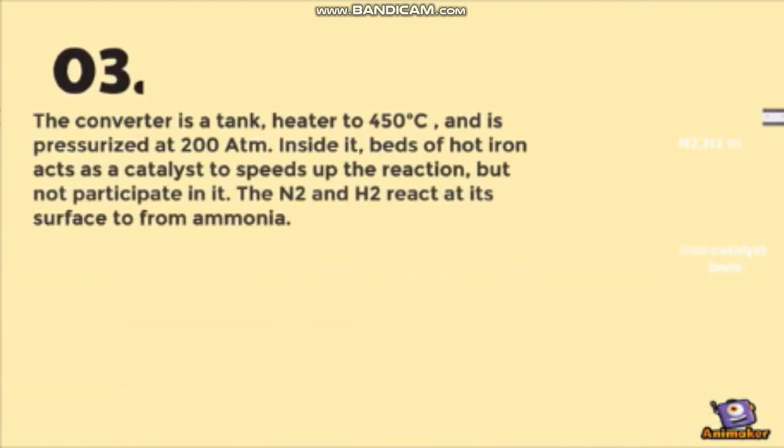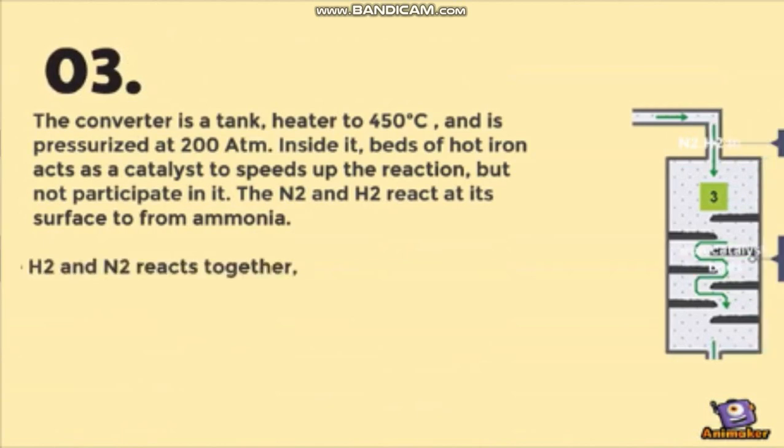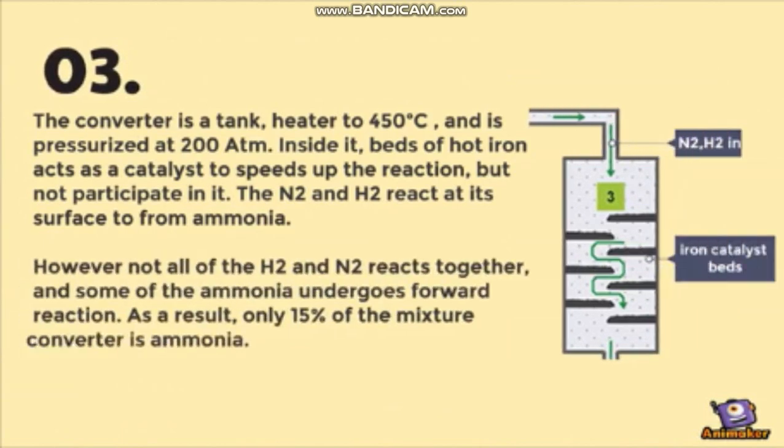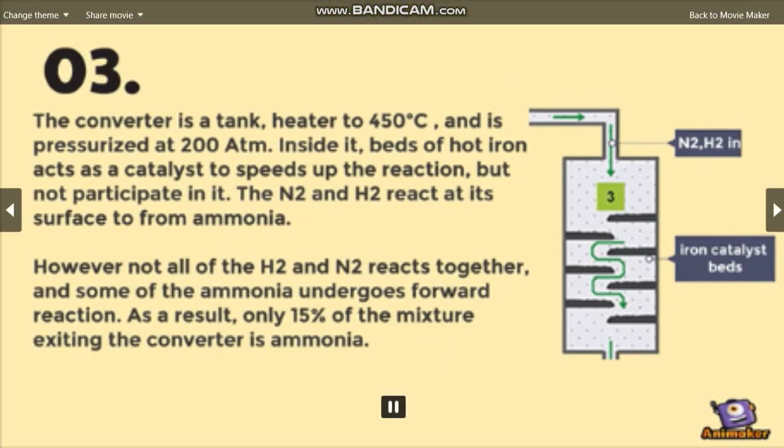This causes the hydrogen and nitrogen molecules to split up. Number 3, the converter is a tank heated to 450 degrees Celsius and is pressurized at 200 atm. Inside it, bits of hot iron act as a catalyst to speed up the reaction but not participate in it. The N2 and H2 react at its surface to form ammonia. However, not all the H2 and N2 react together, and some of the ammonia undergoes backward reaction. As a result, only 15% of the mixture exiting the converter is ammonia.